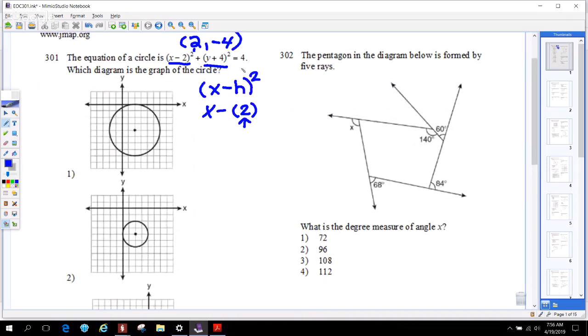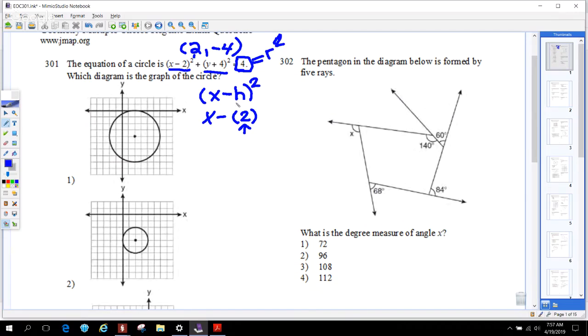Then it tells us that the radius is 4. I'm sorry, it doesn't tell us the radius is 4. It tells us the radius squared is 4. So the radius equals 2, where technically we take the square root of 4 from both sides and get the radius of 2. Yes, ma'am.